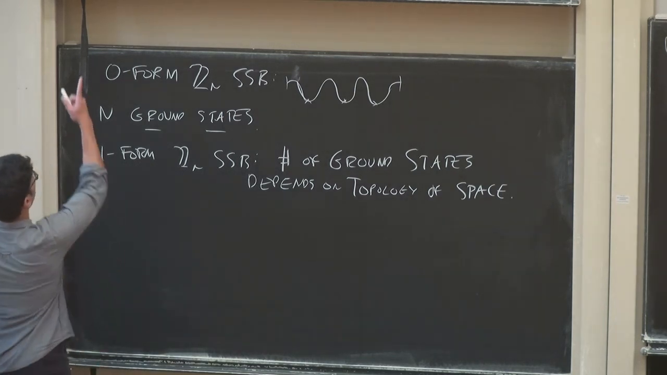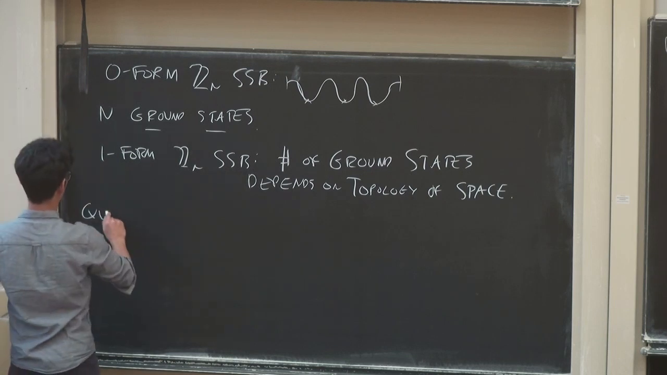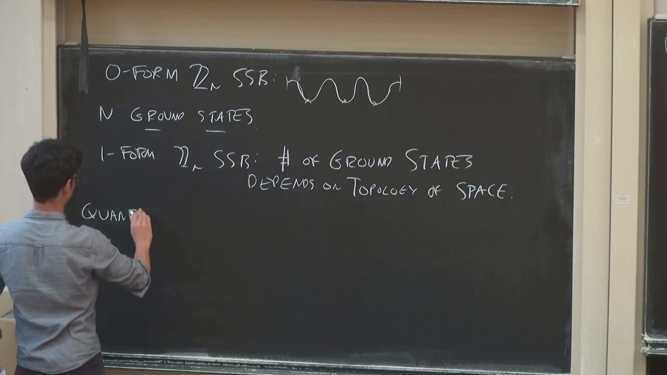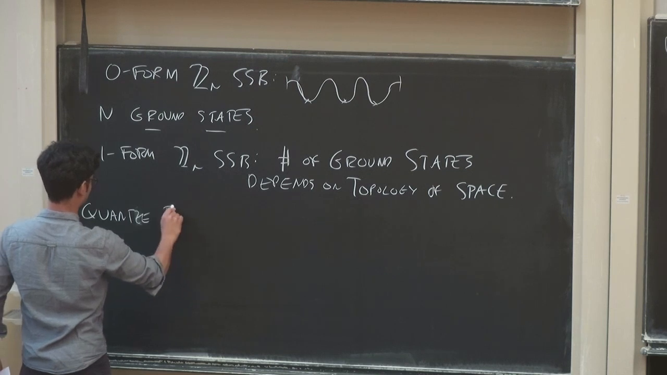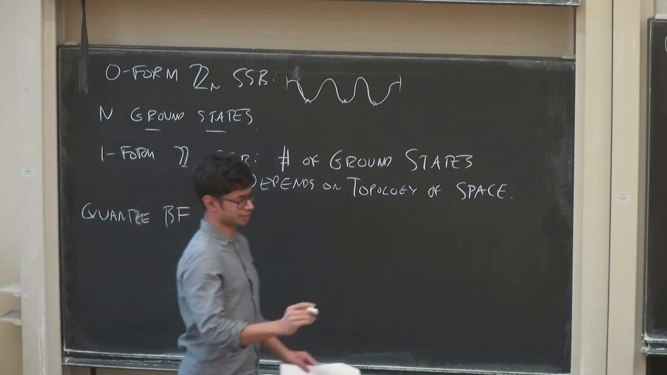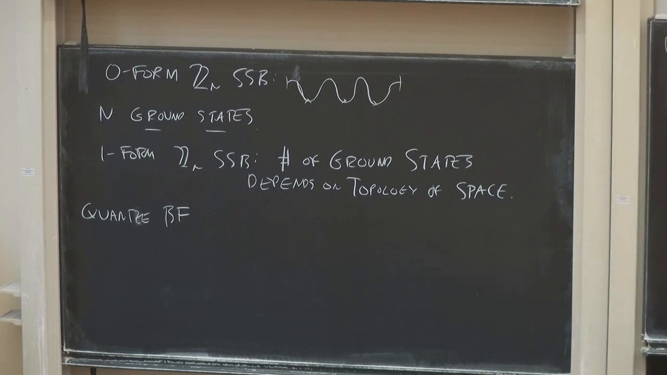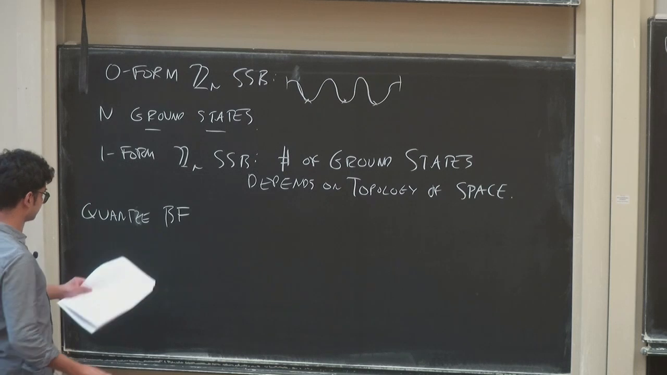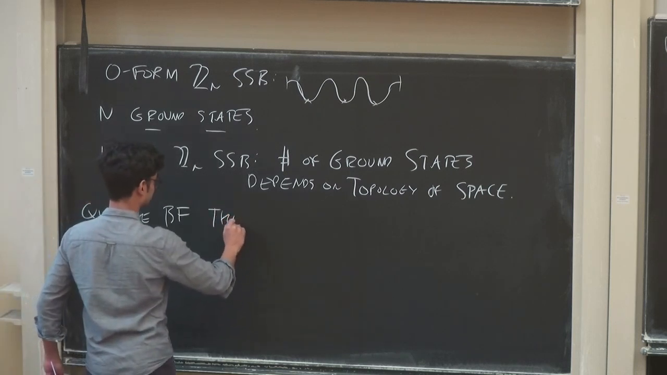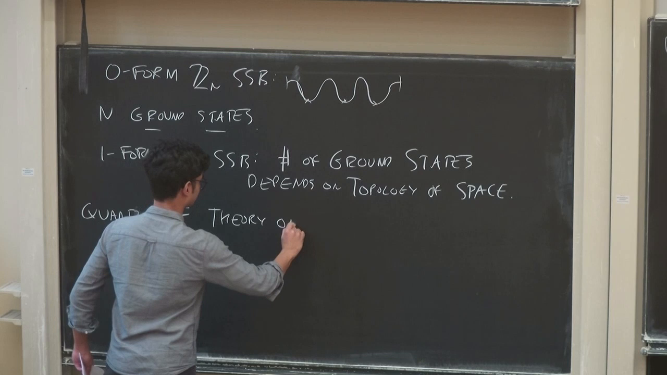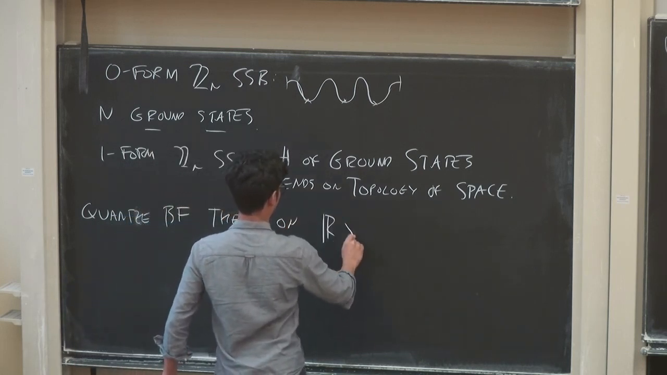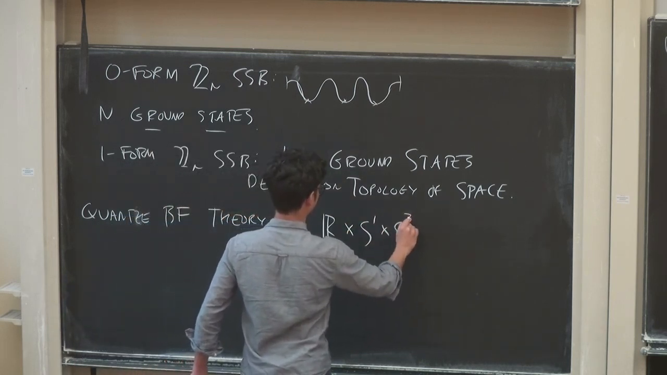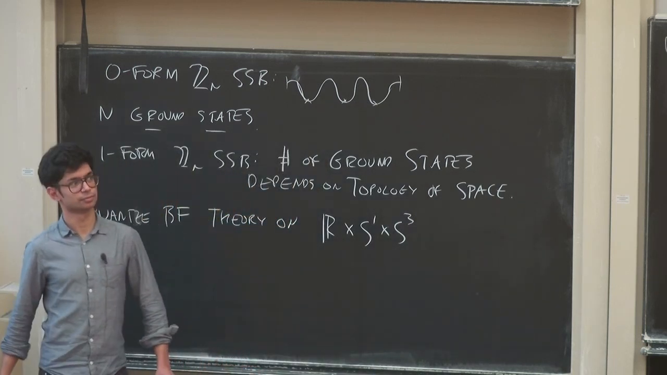So let's consider quantizing that theory. Let's quantize BF theory on R cross S1 cross S3.